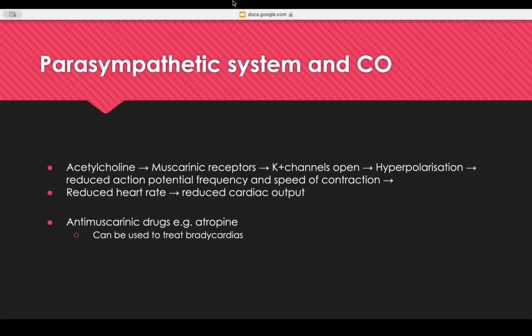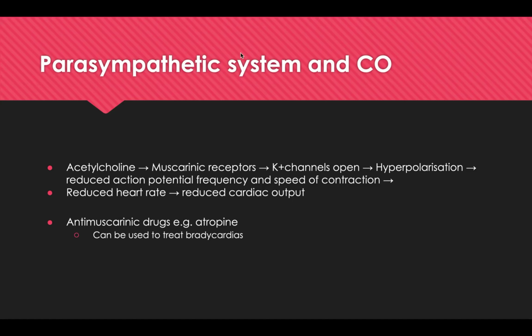The parasympathetic system, as I said earlier, impacts the SA node and the AV node. This is through acetylcholine, which acts on muscarinic receptors and causes potassium channels to open. This causes rapid hyperpolarization of the cell and reduces the action potential frequency and the speed of contraction, overall causing a reduced heart rate and therefore a reduced cardiac output. This too can be targeted pharmacologically with antimuscarinic drugs such as atropine, which can be used to treat bradycardias.